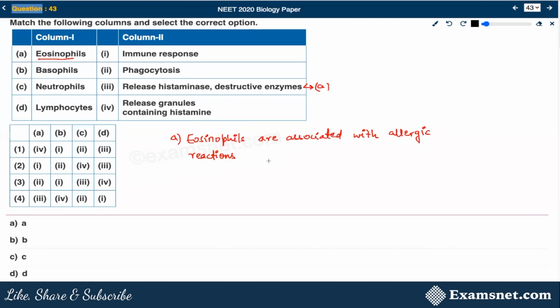So eosinophils are actually associated with allergic reactions, and so they release histaminase and destructive enzymes.